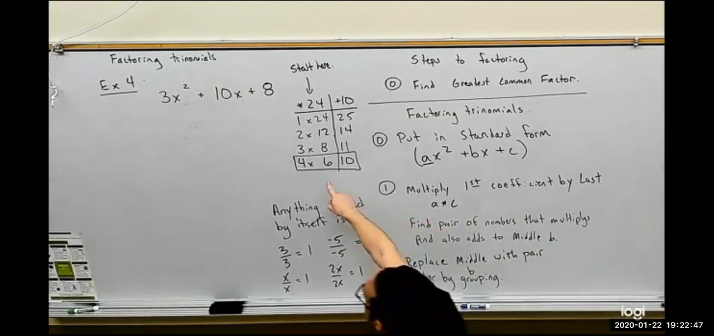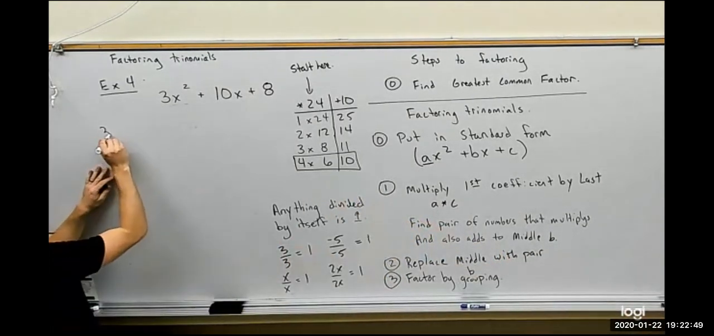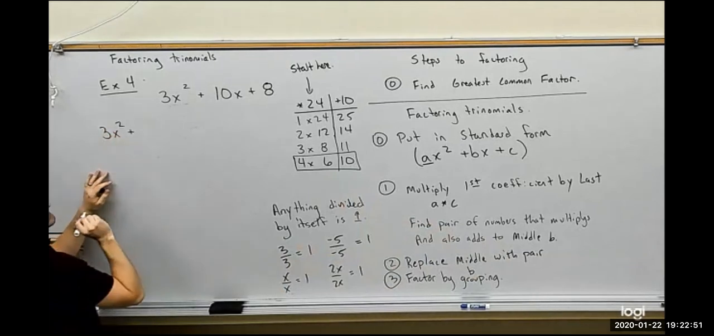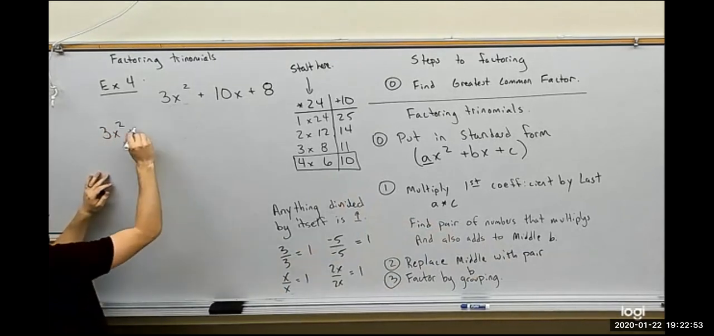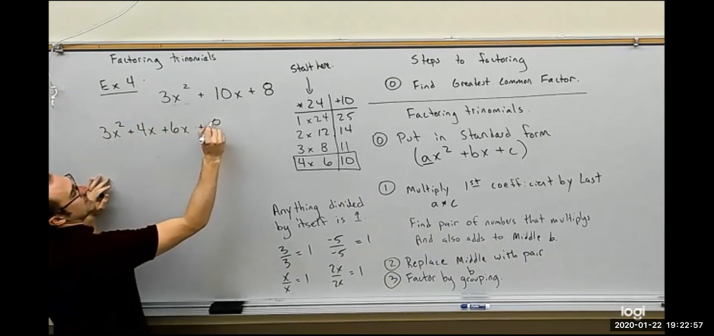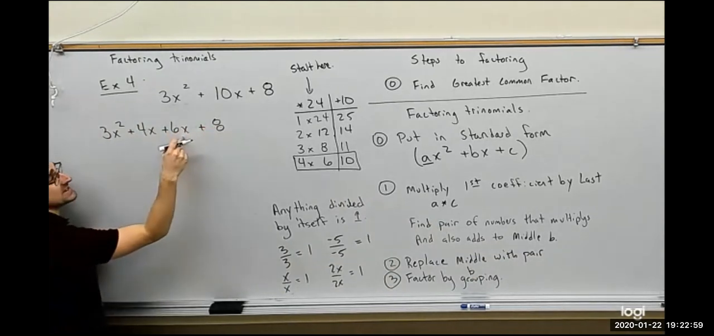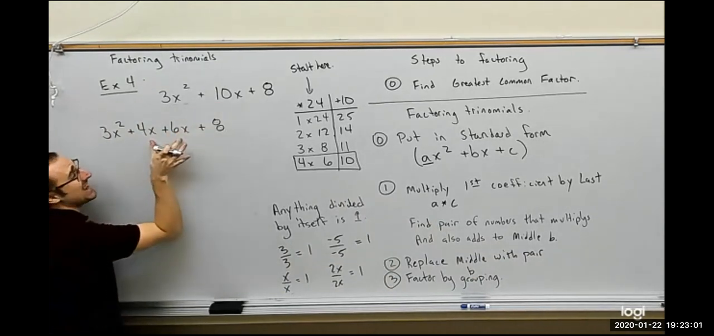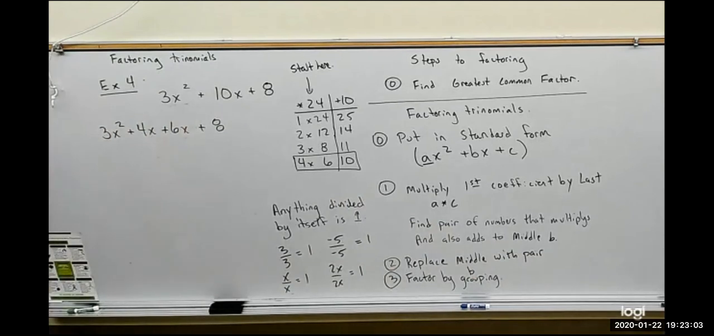All right, let's replace it. 3x squared plus. All right, we're going to do 4x plus 6x plus 8. And 4x plus 6x is 10x. It's the same exact thing. We didn't change anything. This is the exact same thing. Now we want to factor by grouping, all right?